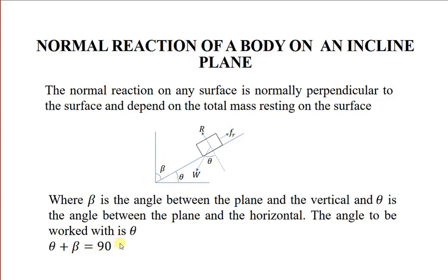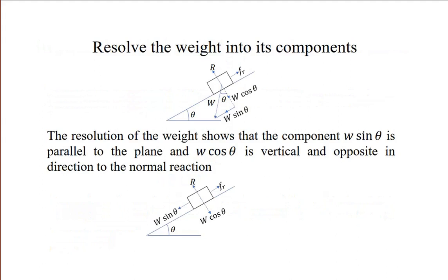Because the weight of the body is inclined at an angle, we will have to resolve that weight. Now, the angle between the plane and the horizontal, theta, plus the angle between the plane and the vertical will be equal to 90 degrees. Note that we are working with the angle between the plane and the horizontal. Now, let's look at the resolution of the weight. If we resolve the weight, the adjacent will be W cos theta, the opposite will be W sin theta.